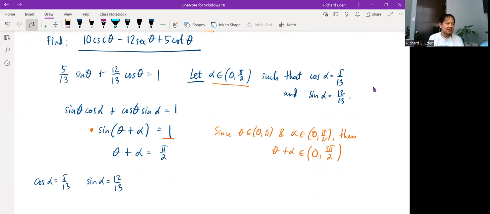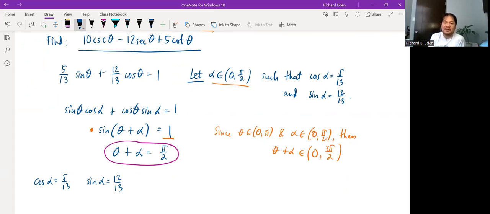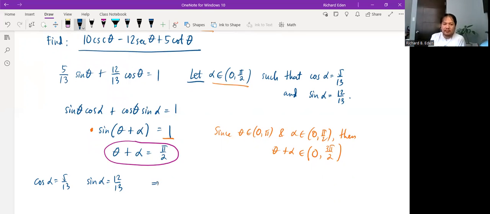So I suppose we can end here. Find the value of 10 cosecant theta minus 12 secant theta plus 5 cotangent theta. This is what we ended up with. Theta and alpha sum up to pi over 2. They're complementary. And how did we define alpha? This angle whose cosine and sine are respectively 5 over 13 and 12 over 13.